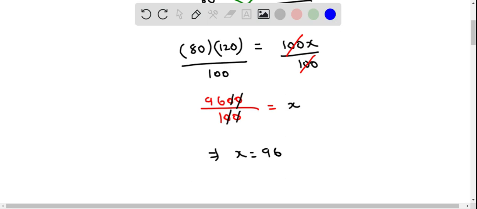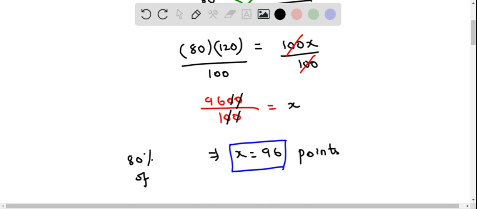So a score of 96 is required for that test. And this is equivalent to 80% of that test. So we can say that an 80% score is equal to 96 points. This is 96 points, which represents the 80% of the score.